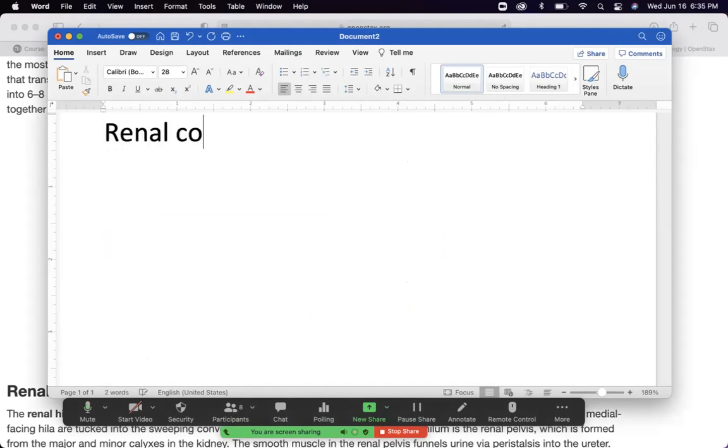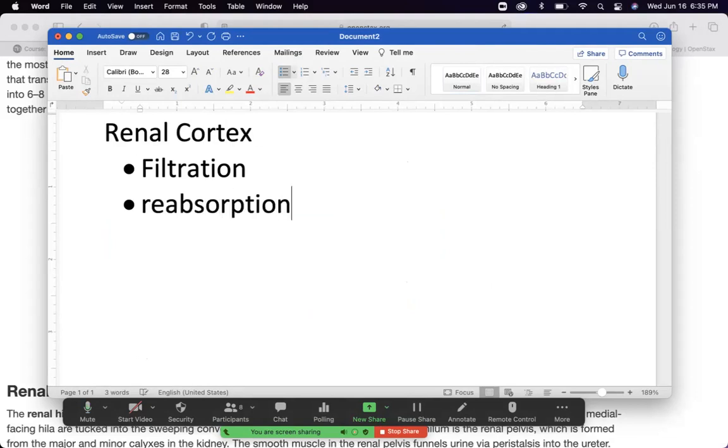That outside rim is called your renal cortex. And it has three major functions: filtration, reabsorption, and secretion. Now, filtration is easy. I'm going to filter stuff. I have dirty blood, quote unquote, that has nitrogenous waste in the form of ammonia, and I want to get rid of it. So, of course, the renal cortex will filter it.